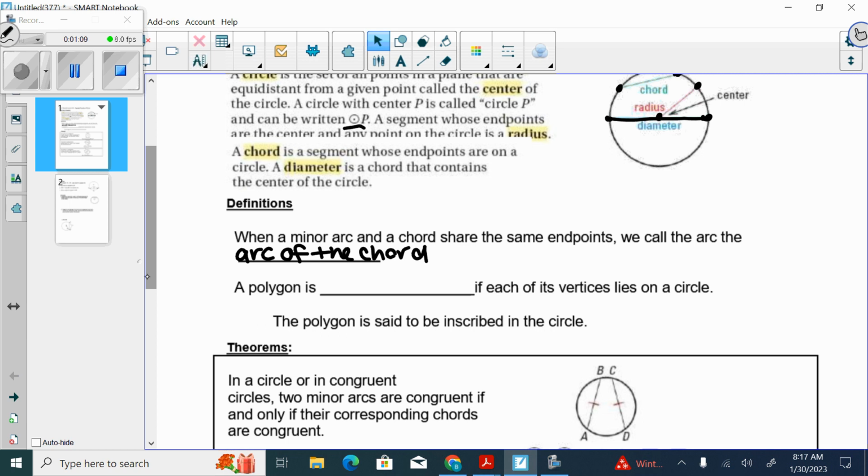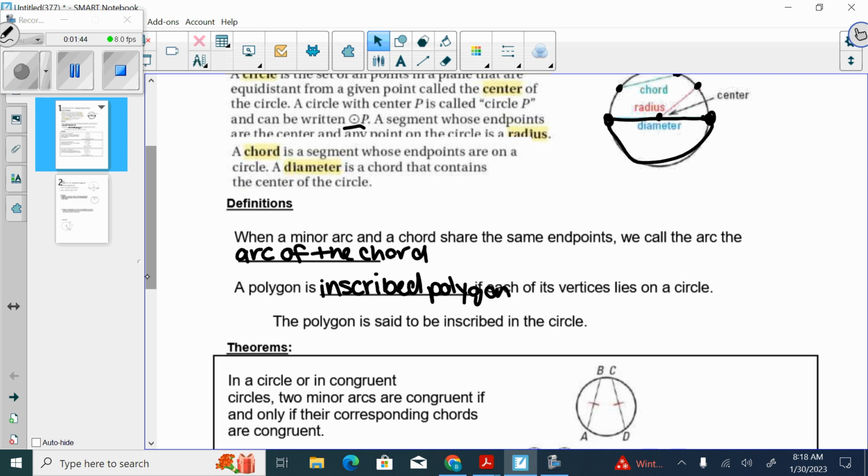So for example, this chord is the diameter, right? This arc has the same points as the diameter, so that arc is the arc of the diameter, that specific chord. It also says that a polygon is inscribed if each of its vertices lies on a circle. The polygon is said to be inscribed in a circle.